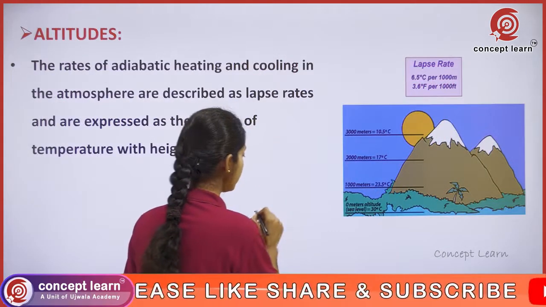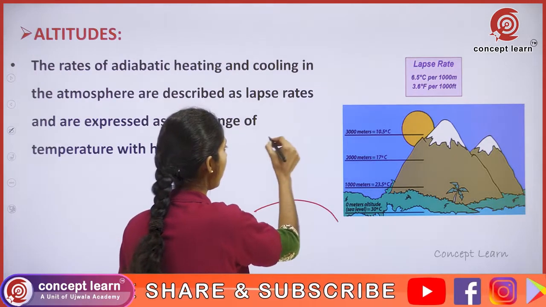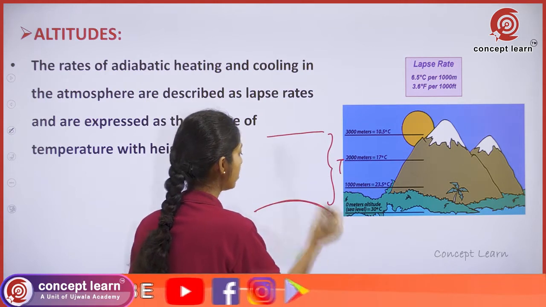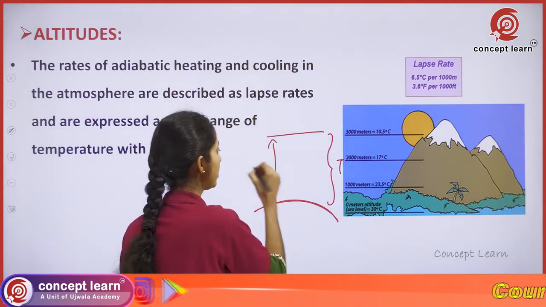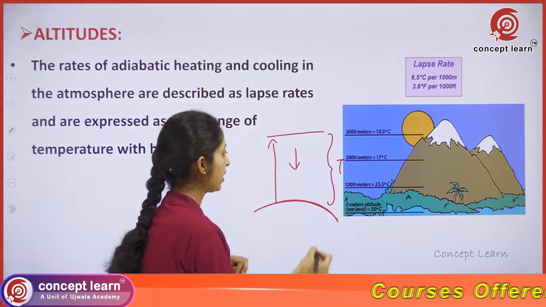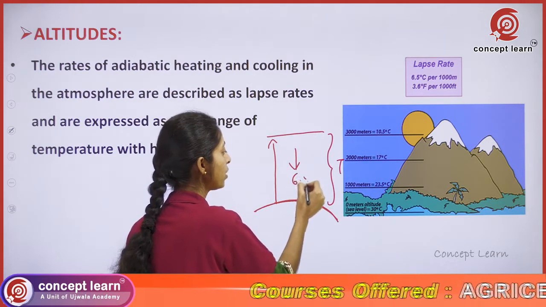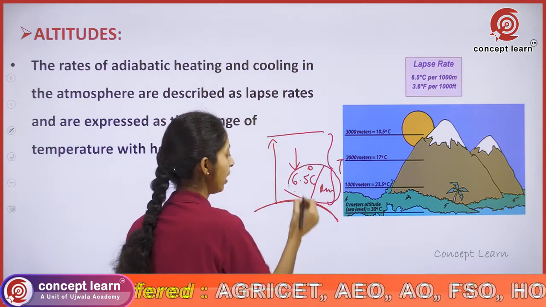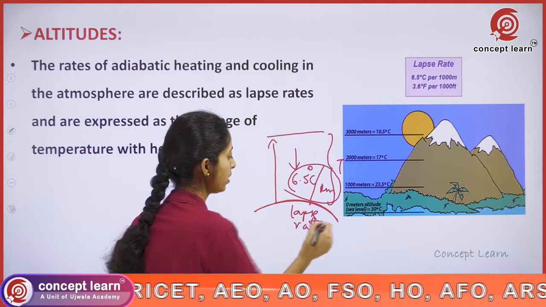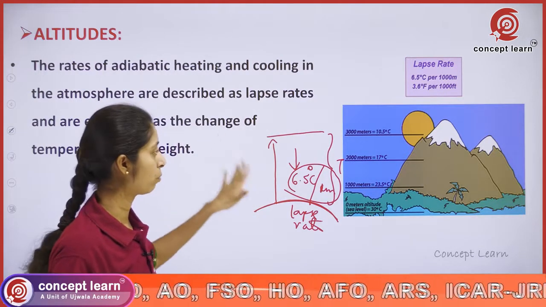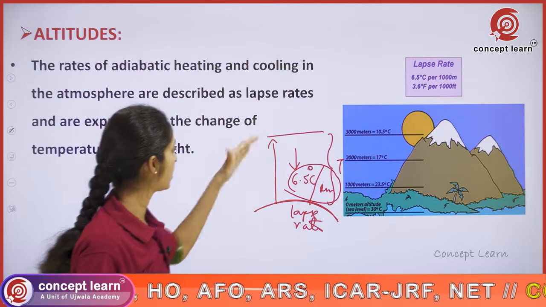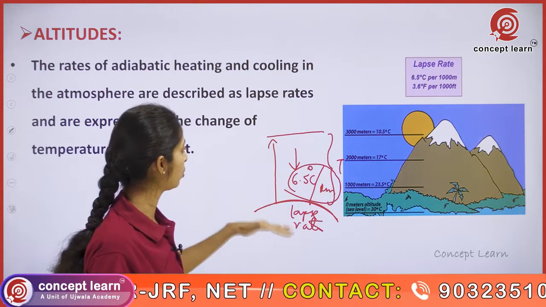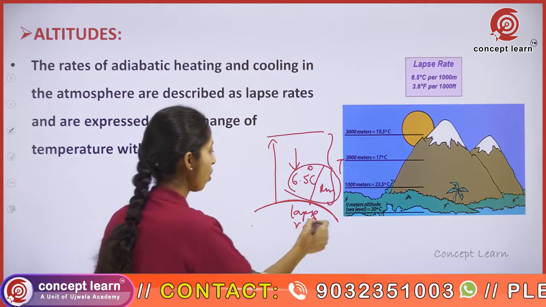If you think this is the surface of the earth and this is the troposphere, as we move from the earth surface towards upper layers, the temperature will decrease. So how much does it decrease? It decreases at the rate of 6.5 degrees Celsius per kilometer. This is called lapse rate. This is a normal process in the lower layer of the atmosphere, that is, in the troposphere. The temperature decreases at the rate of 6.5 degrees Celsius per kilometer from the surface of the earth towards the upper layers. This is called lapse rate.